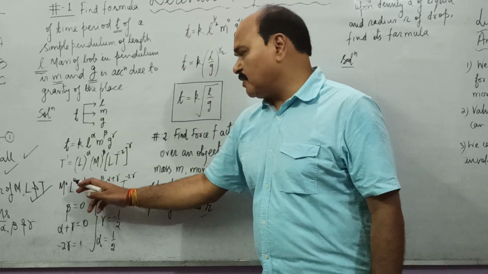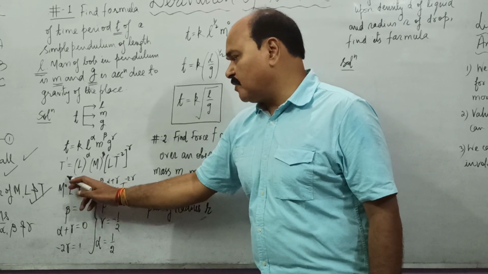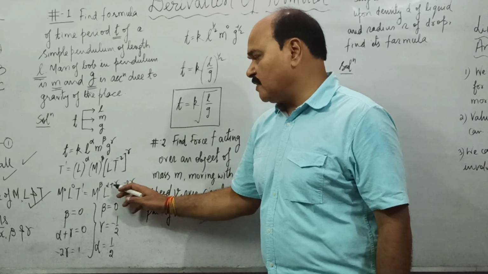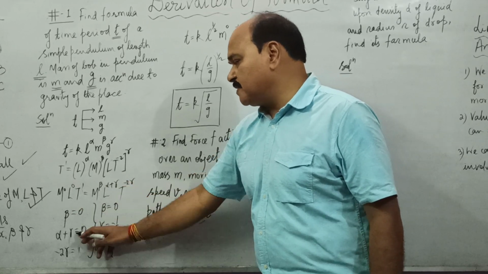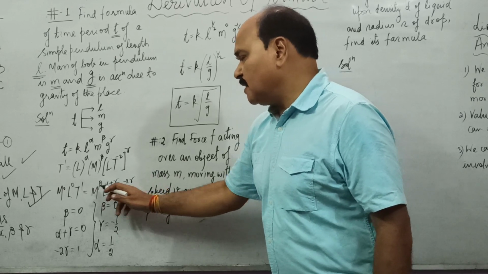Now once we equate the powers of MLT, what is beta? M to the power beta, and what is M to the power 0? That means beta is equal to 0. What is L to the power alpha plus gamma, and what is L to the power 0? That means alpha plus gamma is equal to 0. And what is the right hand side? T to the power minus 2 gamma, and here it is 1.